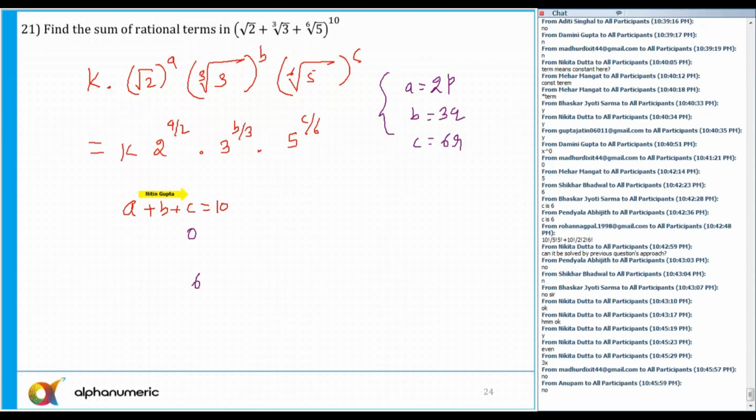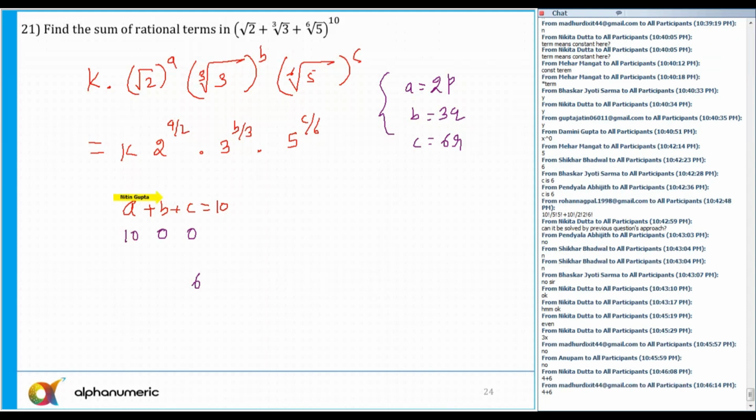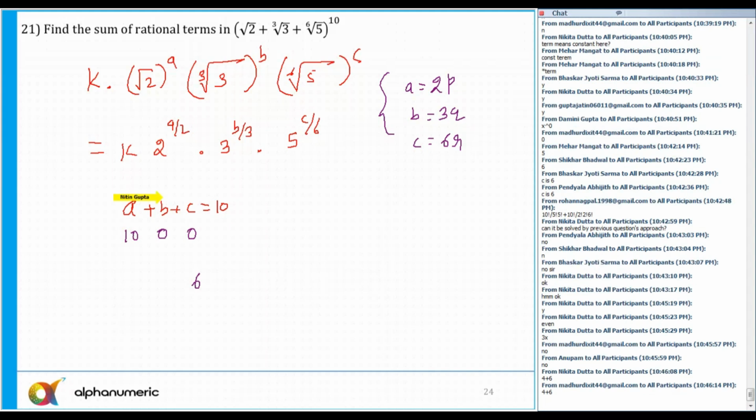In the first case, when C is 0, A plus B is equal to 10. And B has to be a multiple of 3. So I think there is one case when B is equal to 0 and A is equal to 10. Yes or no? And remember, A has to be also an even number. When I take B equal to 3, A will be 7. That is not possible. So the other possibility is B is equal to 6 and A is equal to 4 and C is equal to 0. Is that clear? Please tell me now.